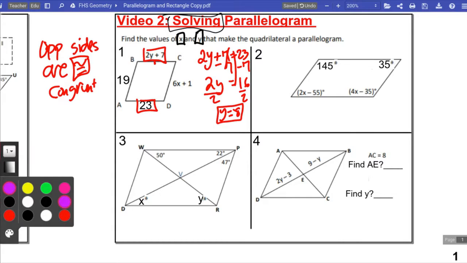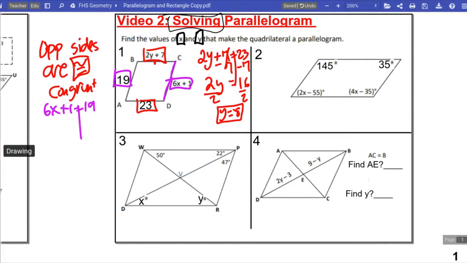Keep y equals 8. Now we have to find x. To find x, again, this is the opposite side: 6x plus 1 equals 19. Let's solve. What would you do first? Subtract 1 on both sides. We get 6x equals 18. Then you divide by 6 on both sides. You get x equals 3. All right, we're good on that.